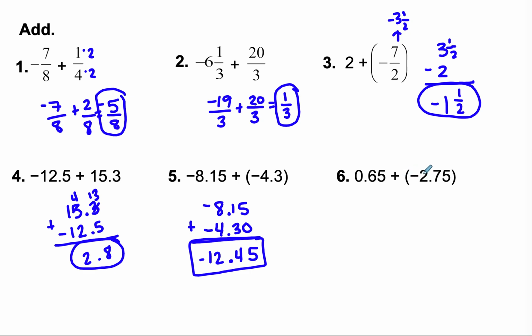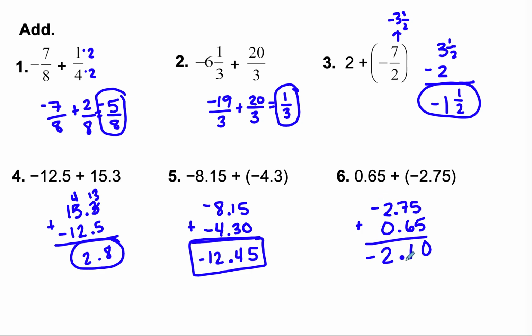All right, number 6, 65/100 plus -2 and 75/100. Greater absolute value goes on the top. Line up those decimal points. Different signs, find the difference. 5 minus 5 is 0. 7 minus 6 is 1. Bring down the decimal. 2 minus 0 is 2.